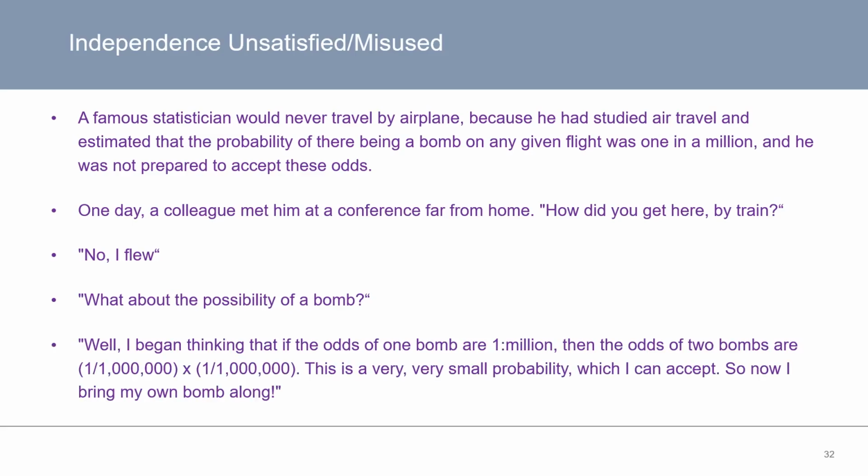And the statistician said, "Well, I began thinking that if the odds of one bomb are 1 in a million, then the odds of two bombs are 1 in a million times 1 in a million." And this is a very, very small probability which he thought he could accept.